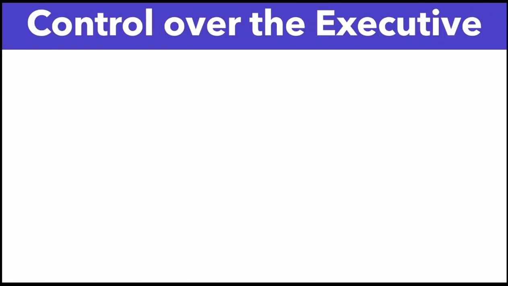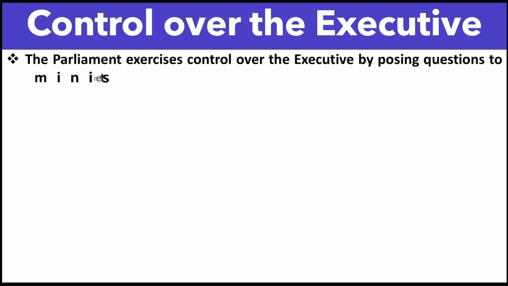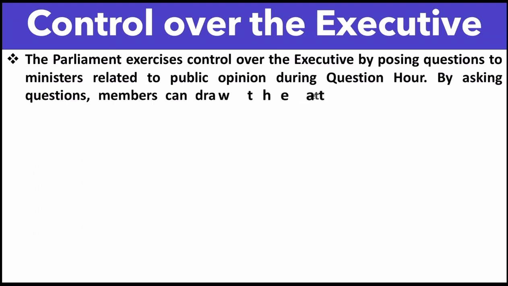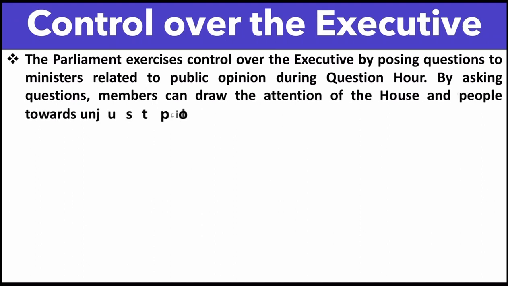The next power is control over the executive. The Parliament exercises control over the executive by asking questions to the ministers related to public opinion during question hour. By asking questions, members can draw the attention of the House and the people toward unjust policies of the government.